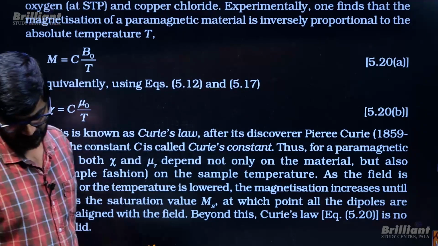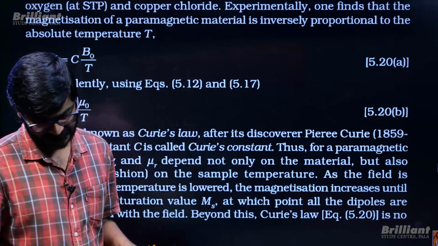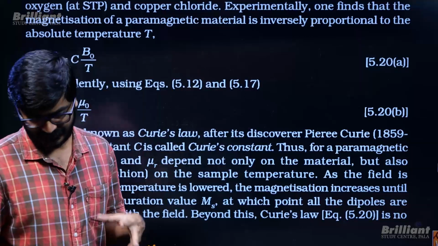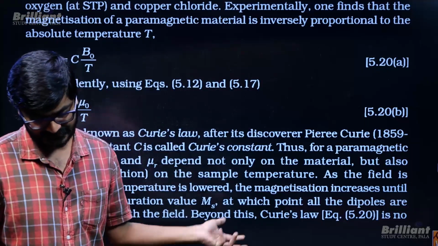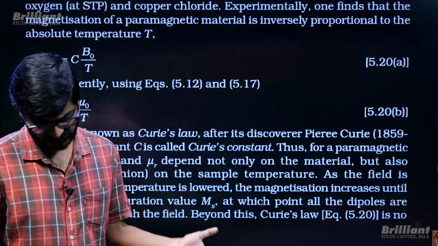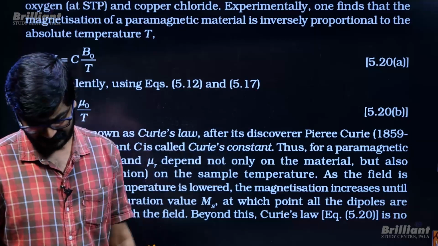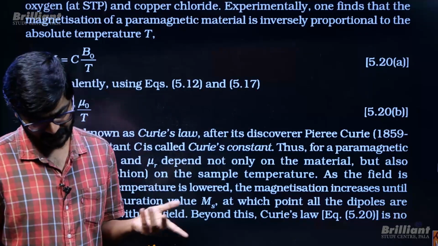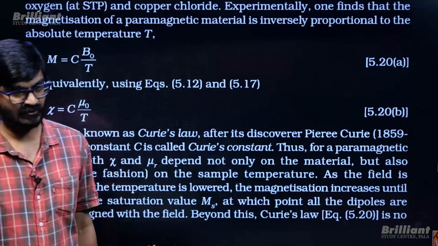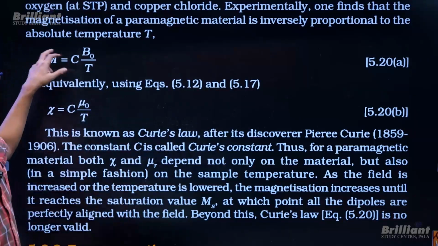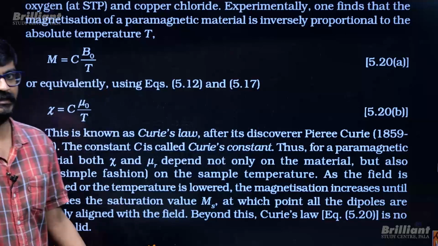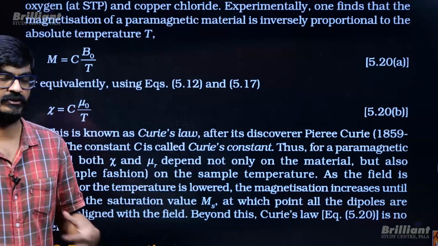Magnetization will become more. Magnetization increases, but there is a limit for everything. It increases until it reaches saturation, the saturation value M S, at which all the dipoles are perfectly aligned in the field. Beyond this, Curie's law is no longer valid. So, in order to increase magnetization, you can increase the applied magnetic field, or reduce the temperature, or do both.